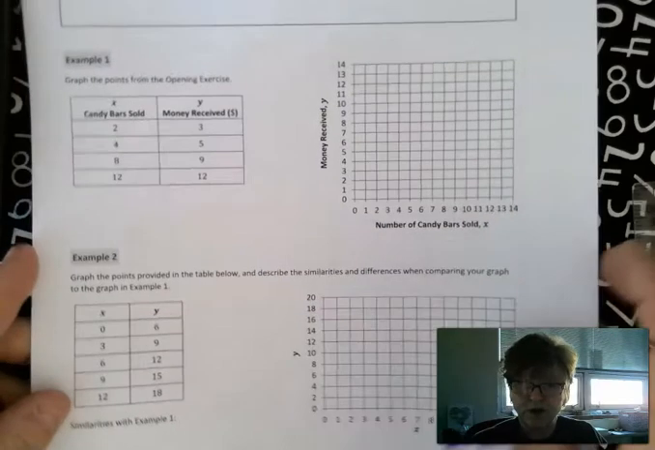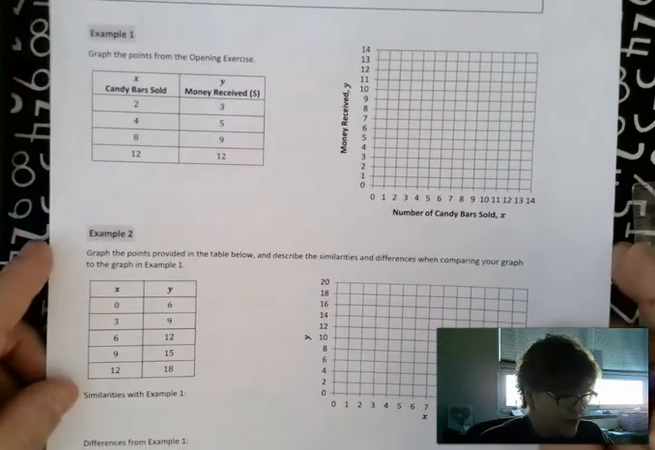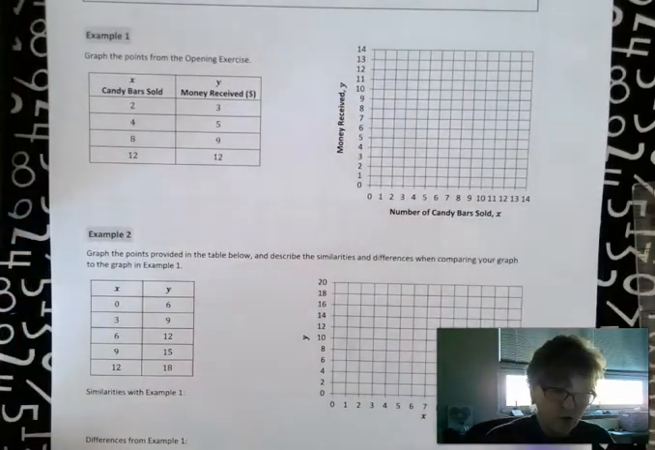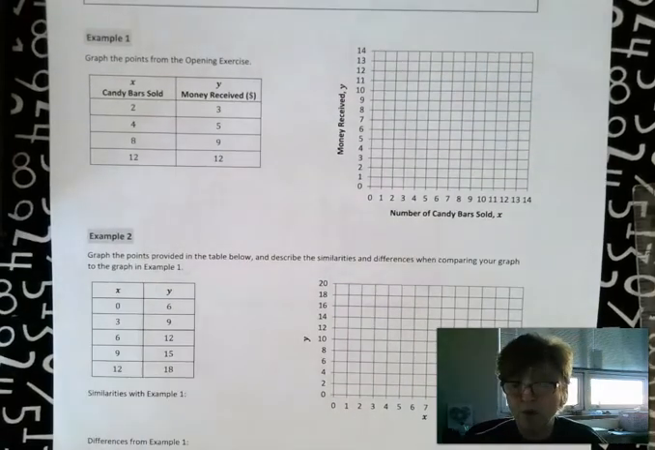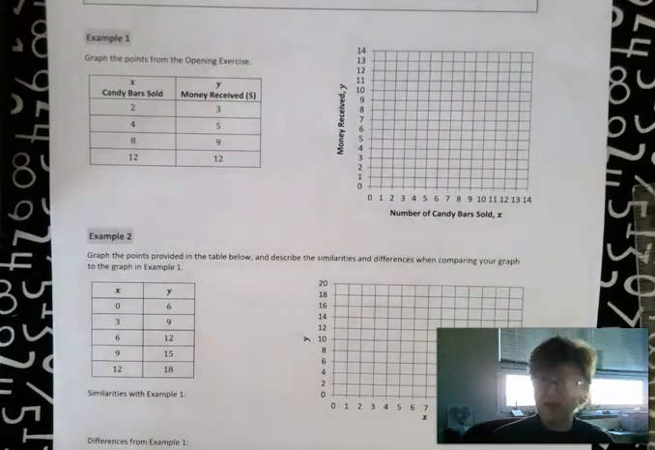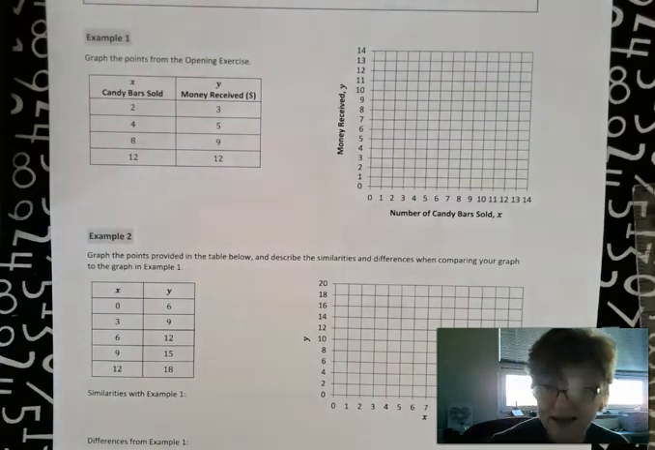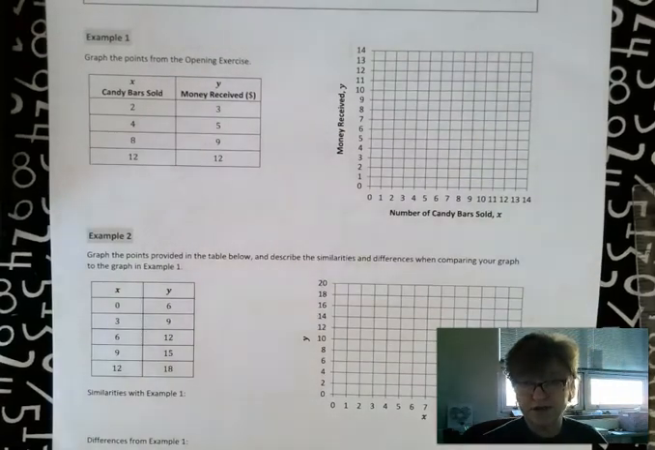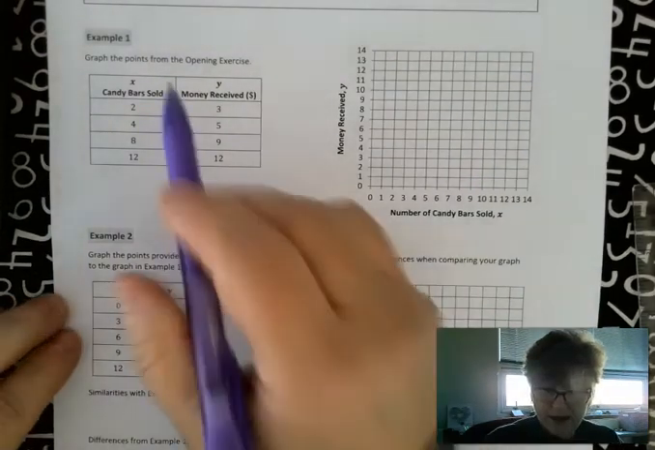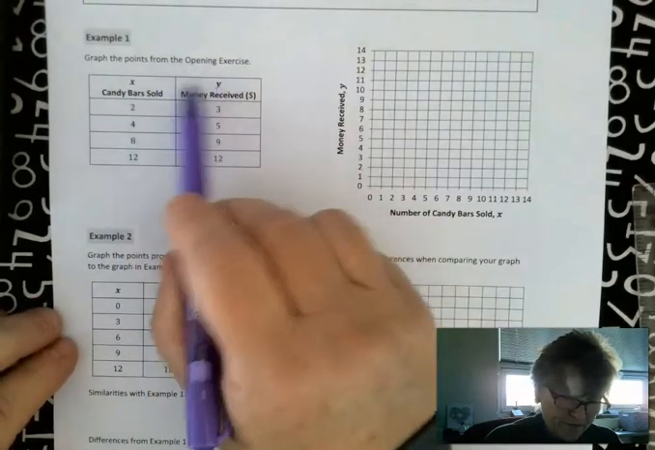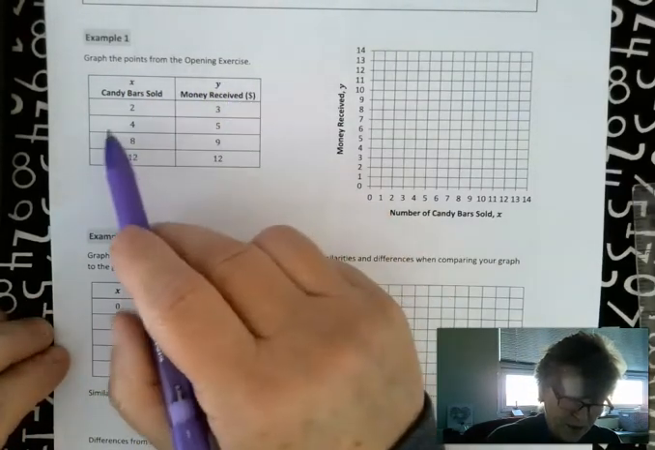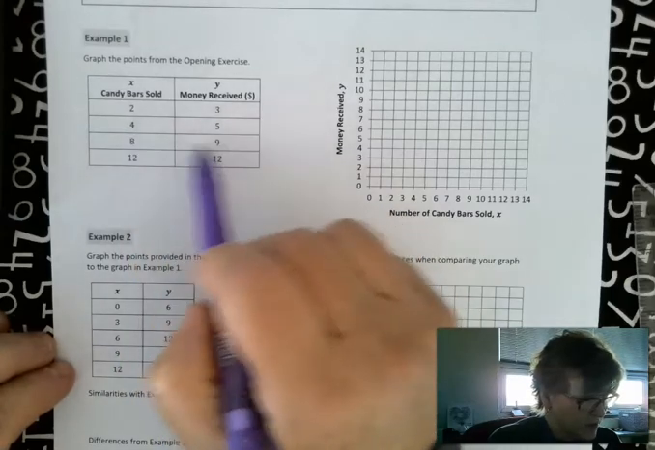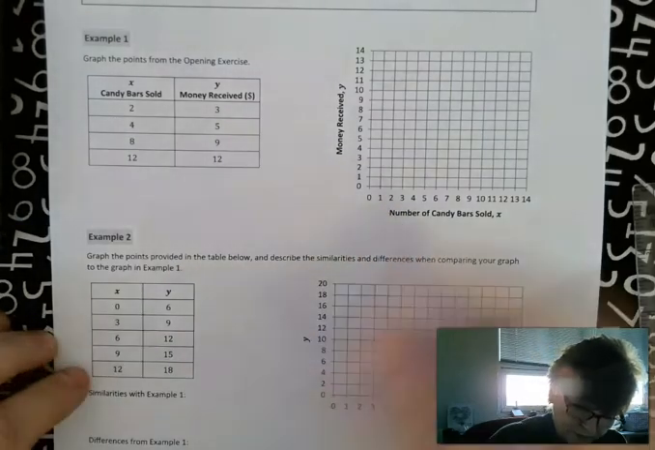and notice it already filled that in for you. So we're going to keep that in mind, that in order for a graph to show a proportional relationship, it must be a straight line that passes through the origin of 0, 0. Example 1 here, graph these points from the opening exercise. So this goes back to the very first one that we saw.